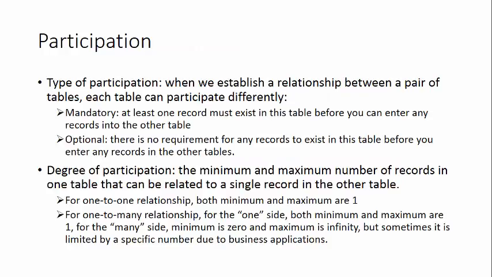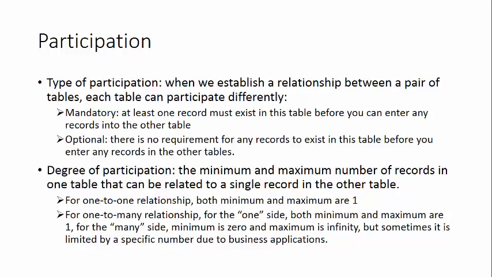Now let's discuss a little bit about participation. What is participation? That is when you have two tables that are linked together in some fashion, like a relationship. But there are two types of participation. When you establish a relationship between a pair of tables, each table can participate differently. It can be mandatory participation, which means at least one record must exist in this table before you can enter any record into the other table.